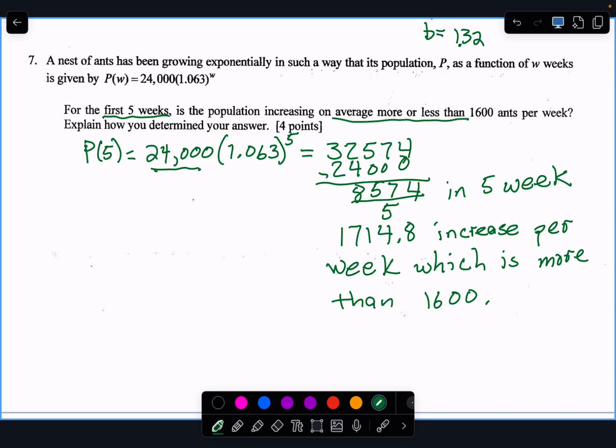So tomorrow on the quiz, you're going to have to plug a number into some exponential function, right? And then tell us what it means, right? That's what it meant. There were 32,574 ants after 5 weeks. But they wanted to know for 1 week, so you divide by 5, and there was a 1,714.8 increase per week. Okay, so you'll have to do a calculation and explain what that calculation means. Any questions? Oh, I can't wait.